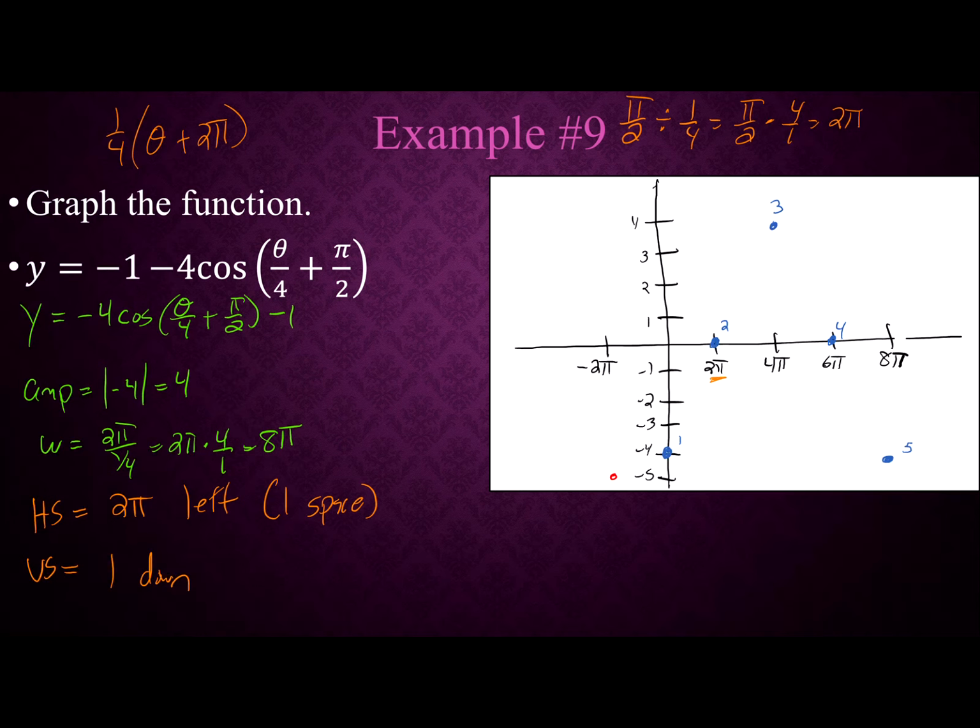So point 1 is going to go here. Point 2 is going to go there. Point 3, 4, and then point 5. Again, doing our best to kind of create and make a U shape here.